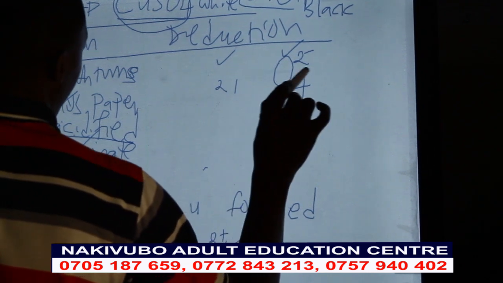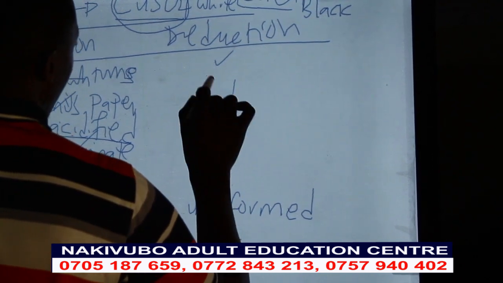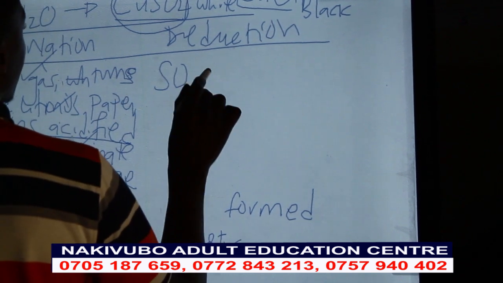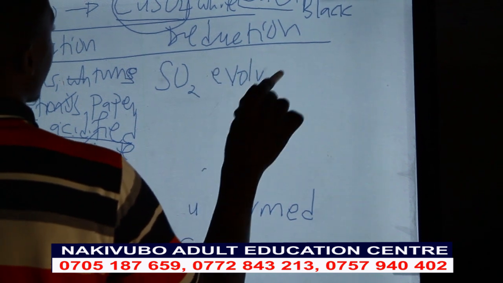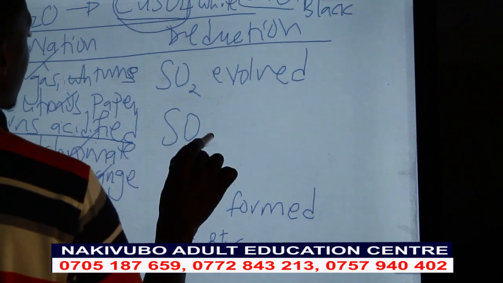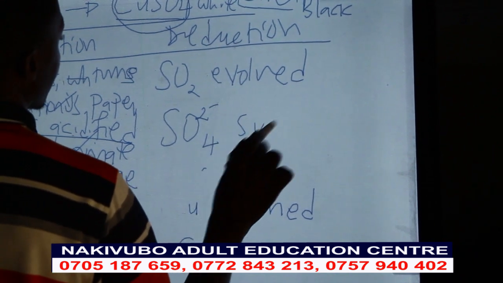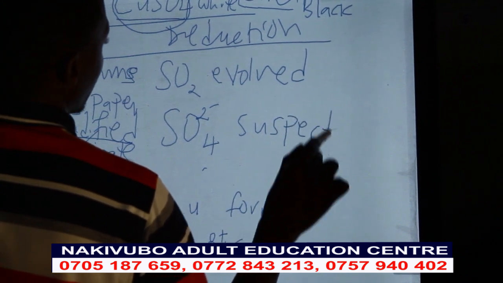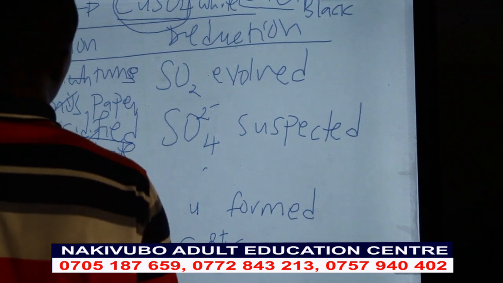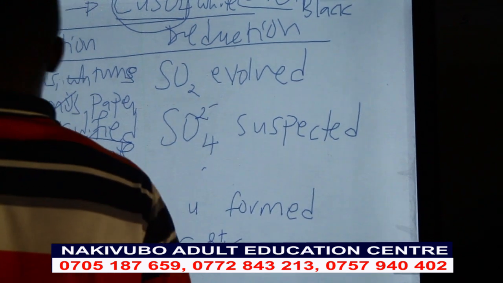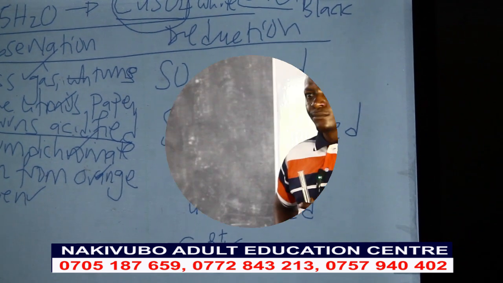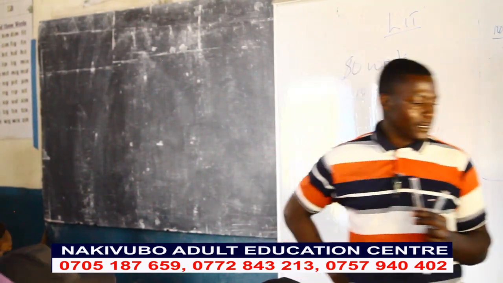Or someone can bring it like this. First, I can write it like this: sulfur dioxide evolved. Then sulfate ions suspected. Here I cannot put the word confirmed, because I'm just suspecting. So I can say evolved, then this one is suspected.